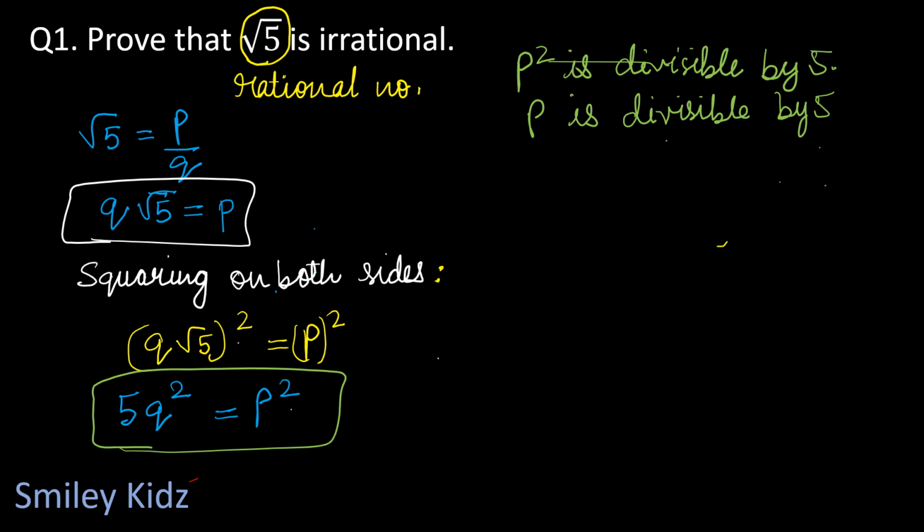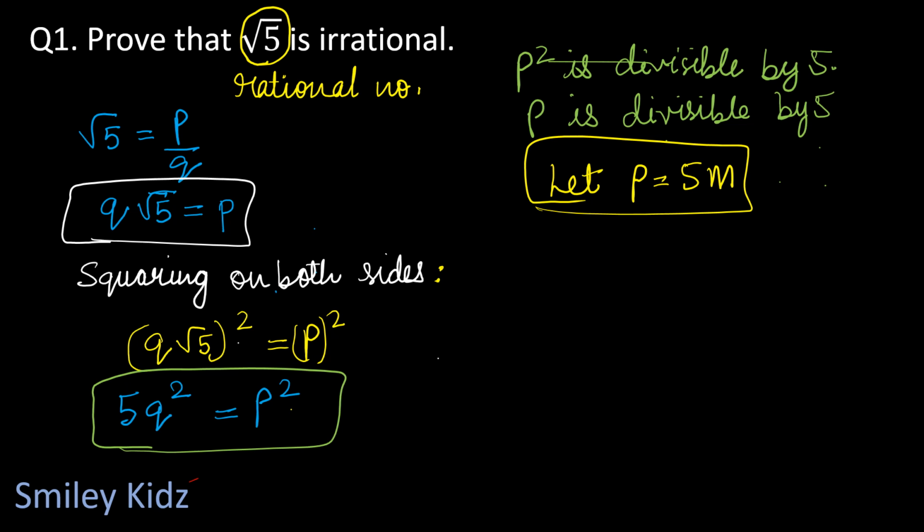Now I'm going to let P be equal to 5m. Why have I taken only 5? That's because here we are asked to prove that root 5 is irrational. If, suppose, root 3 were irrational, then it would be P is equal to 3m. If I was asked to prove that root 2 was irrational, then let P be equal to 2m. But here we have to prove that root 5 is irrational, so let us assume that P is equal to 5m.